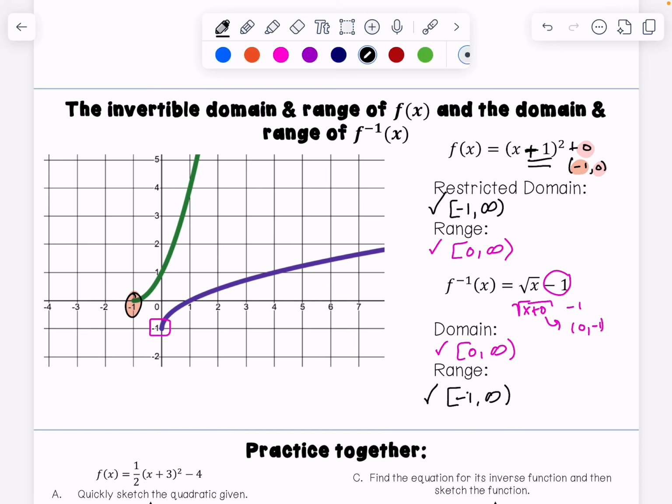The other way you'll often see this talked about is the invertible domain. When we're saying the invertible domain, we're just saying, where are you restricting the domain so that we can invert it? And once again, it's everything the same. We're talking about this vertex.